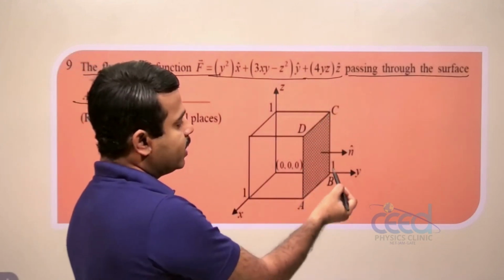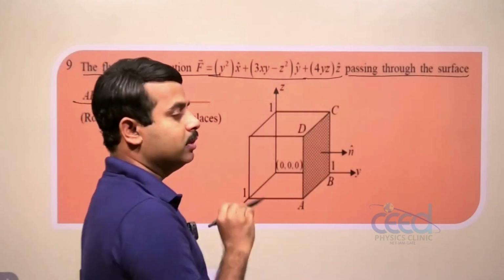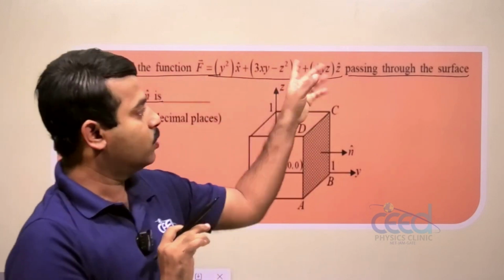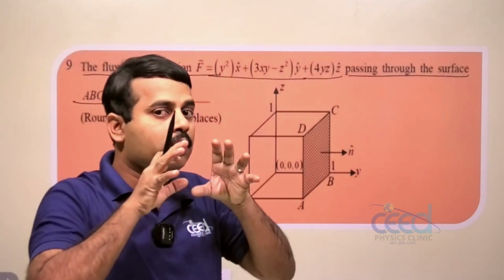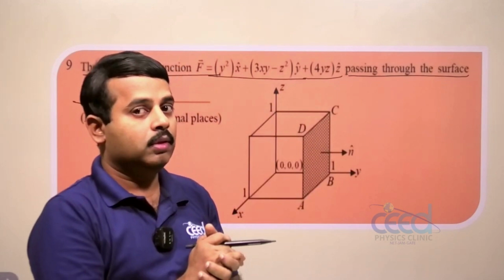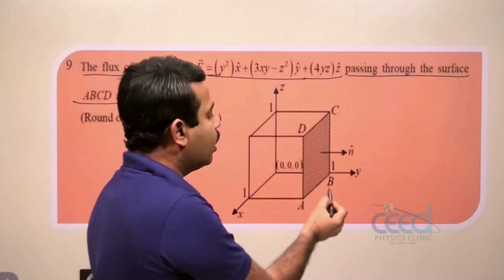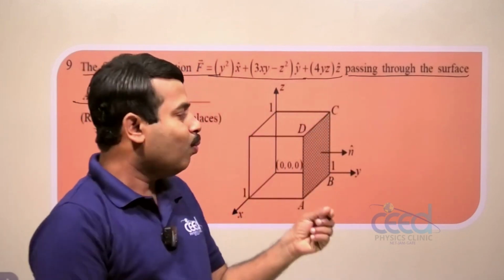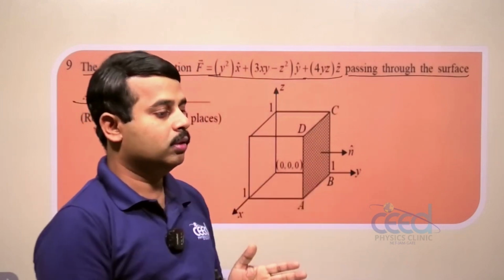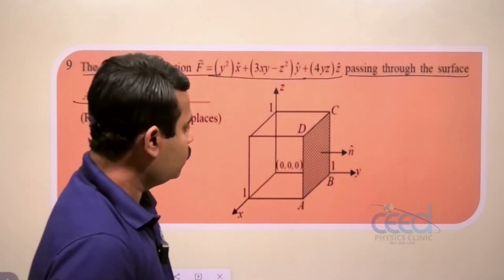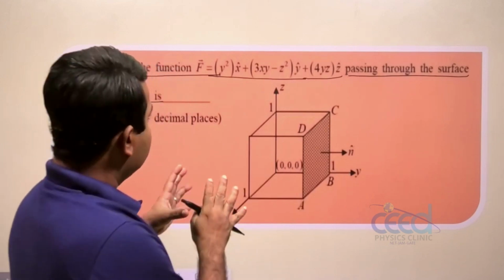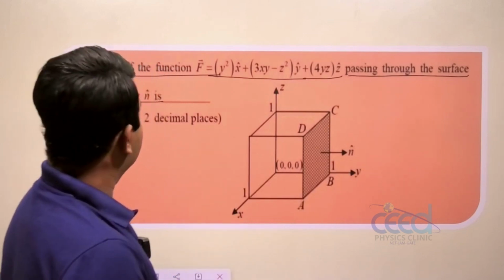ABCD, the one face is given. So along this, what is that? Because of this field, I am applying this field through this cube. Then through this particular area ABCD, what is that field coming out? That is the flux, right? So to find the field, it is very simple.